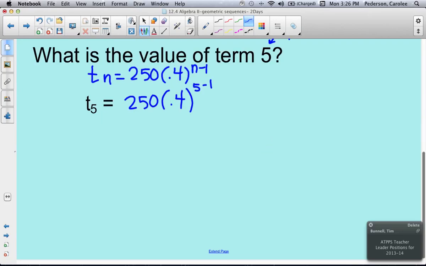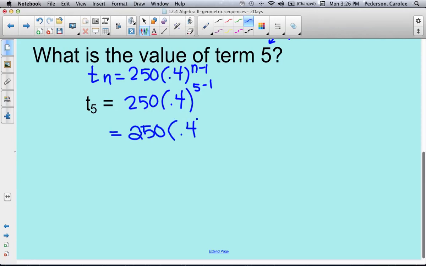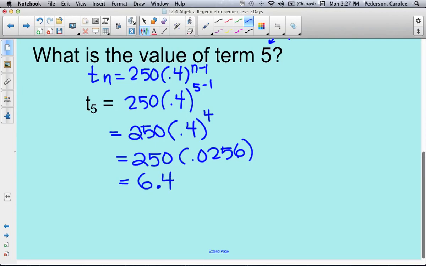Now we're going to go ahead and reduce the exponent first. Remember our order of operations. So 5 minus 1 is 4. Then we do our exponent. So we're going to say 0.4 raised to the 4th power, which is 0.0256, and then multiply it by 250. And our next term in the sequence is 6.4. There's term 5.